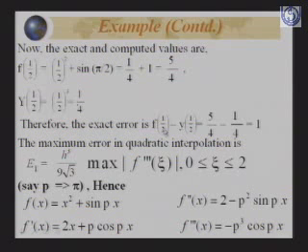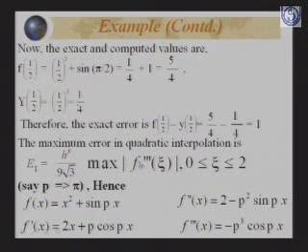So there is an error, and this error is nothing but f(half) minus y(half), which turns out to be 1. And the maximum error in the quadratic interpolation, as you know, is given by the formula h cube by 9 square root 3, times the maximum triple derivative. So we are supposed to find the triple derivative.